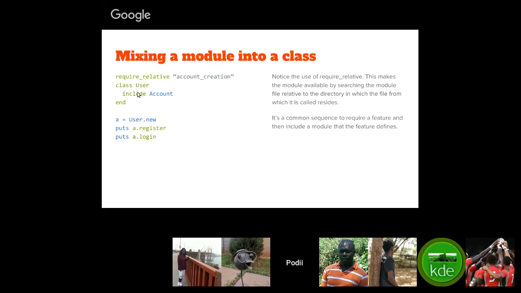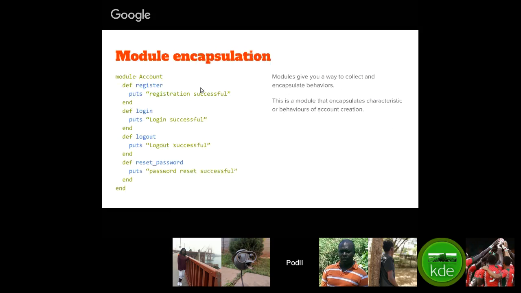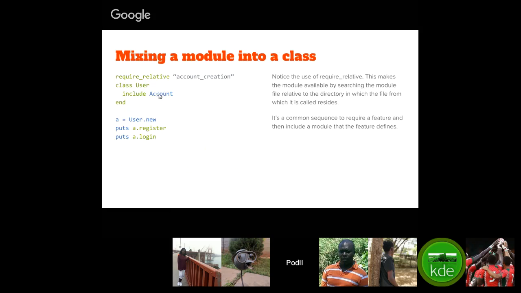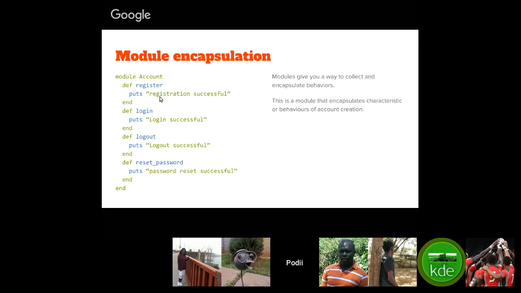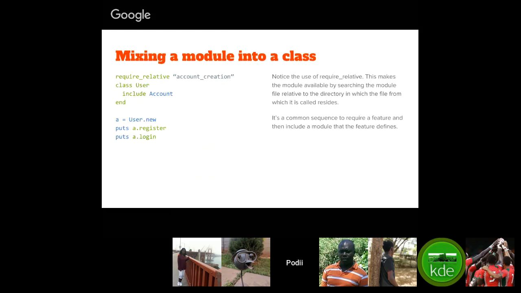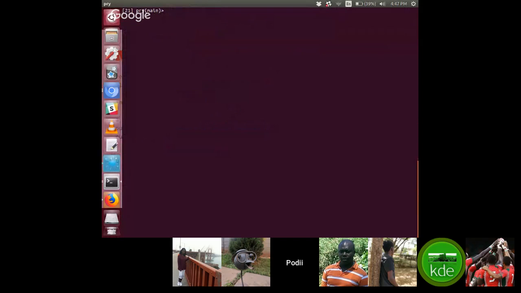So here I've required the file, like account creation, assume it's this one here. Then here is now my class. I've included the account module. Then notice here I've created an instance of the user class, calling the register and the login on it. But this register and login method are in the account module. Then I can test this. I have a class A. Oh, I have a module.